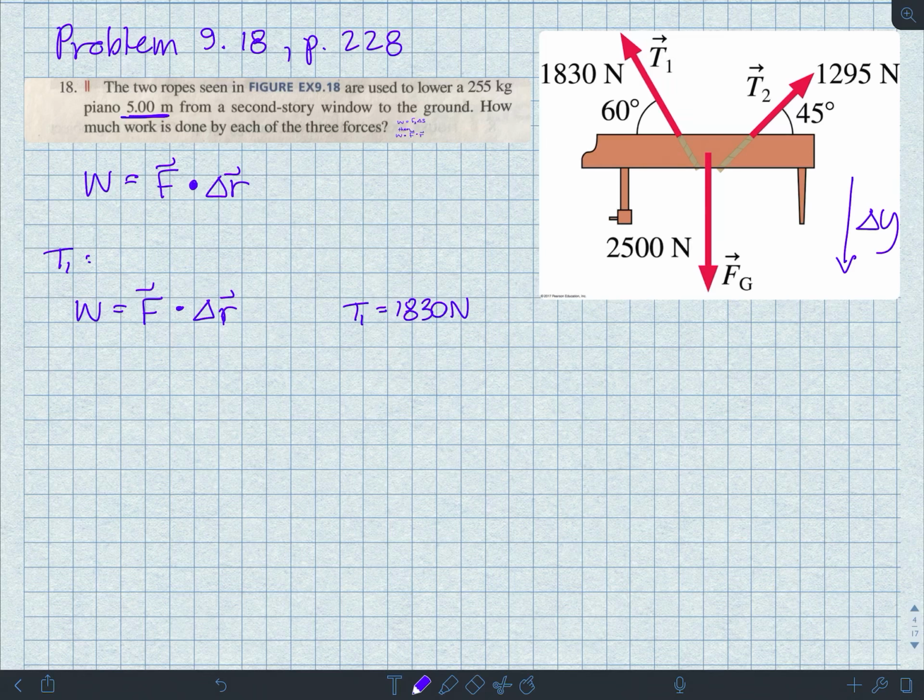Actually, you know what? I want to back up and do a diagram here. Let's do a diagram of that first force. The diagrams this time are going to be a little bit different. They are going to show the force, your delta R, and the angle. So it's going to be like this. We're going to draw tension 1, which is kind of up like that.